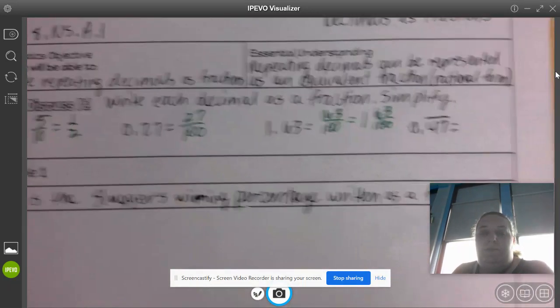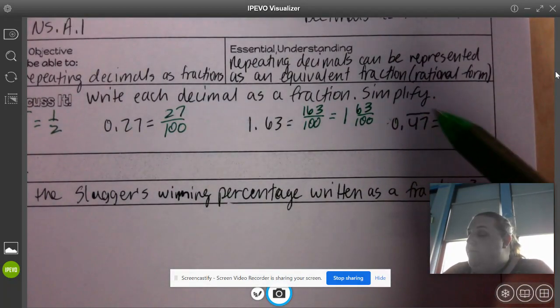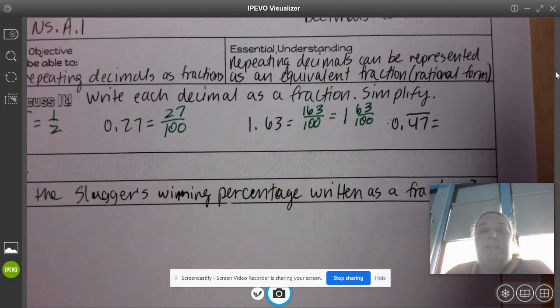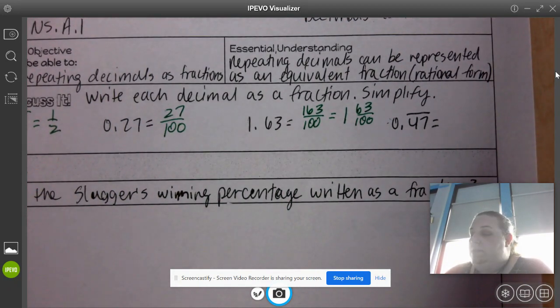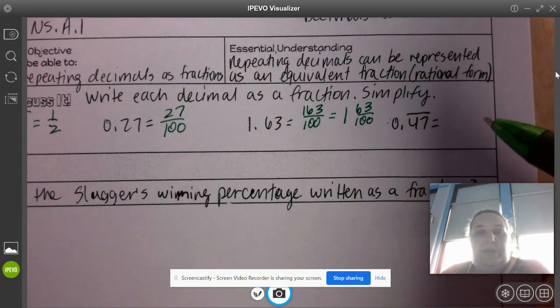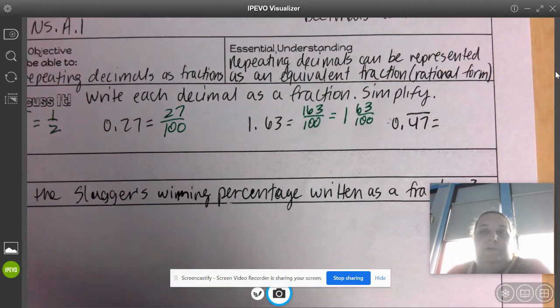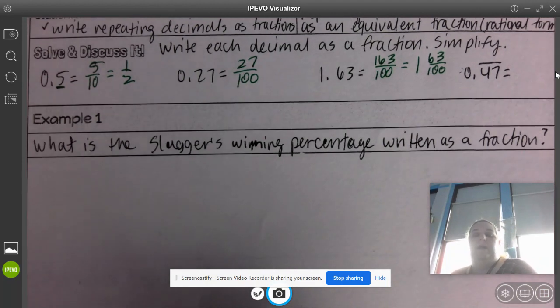Now, once again, we know from the bar notation this is a repeating decimal, but what we don't know is how do we write this as a fraction? Because there's no end to it. We don't know what place value this ends in to write it as a fraction. So that's what we're going to learn how to do today. Okay, so we're going to skip that for now and come back to it.